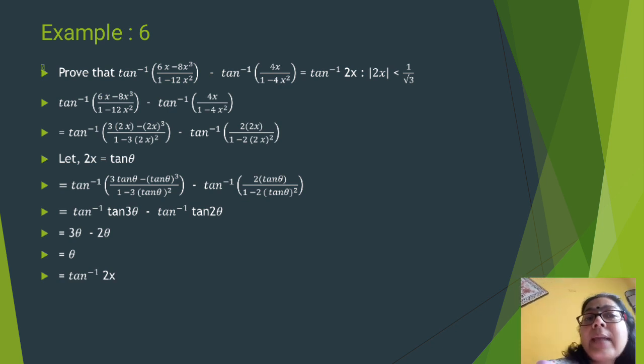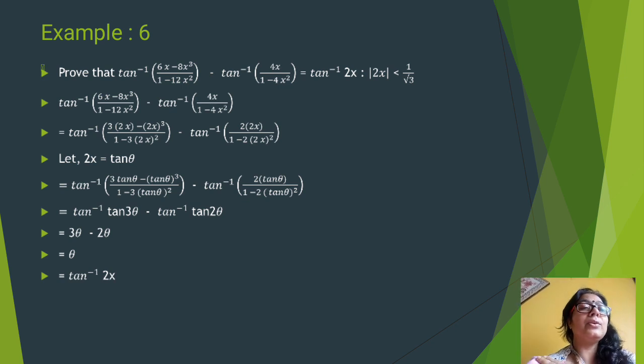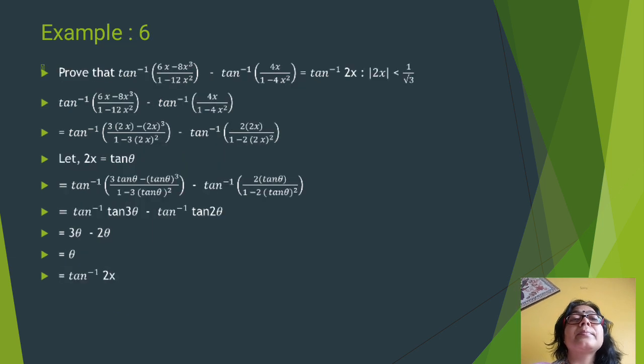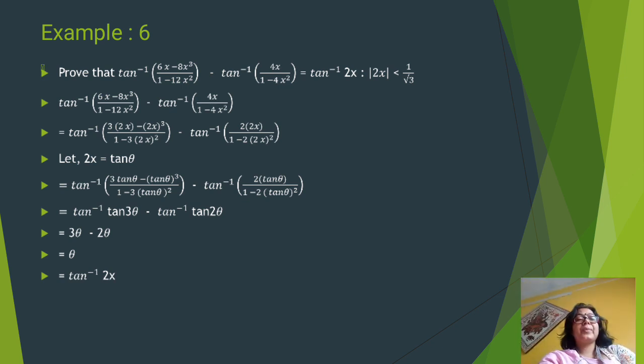So tan inverse tan 3 theta minus tan inverse tan 2 theta is equal to 3 theta minus 2 theta, means theta. So the value of theta, where we will get it from, I had already shown you. I had written 2x is equal to tan theta. So from there theta is equal to tan inverse, sorry, tan inverse 2x. So this one we have to use here.